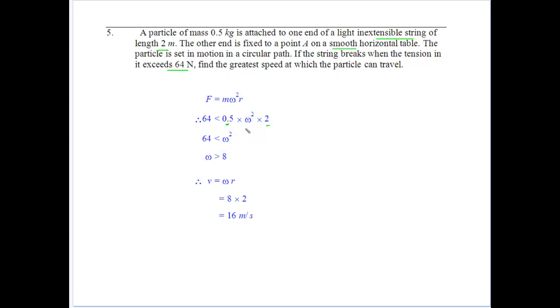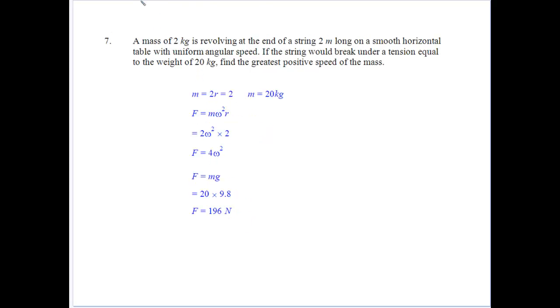That leaves us with an equation to solve just for omega squared. We get 64 because those two cancel out. So omega must be no greater than 8, which means our angular velocity is 8. Our velocity would then be omega times 2, which gives us 16 meters per second as the greatest speed at which it can travel.